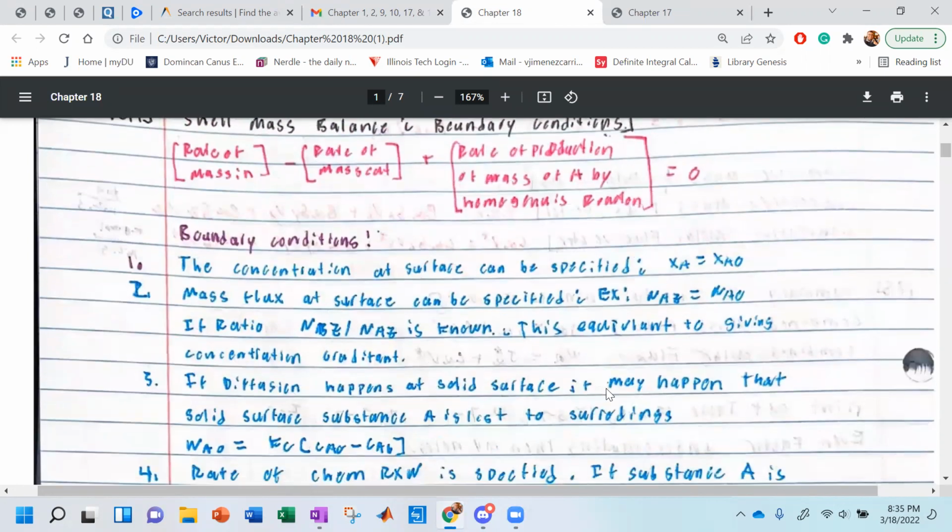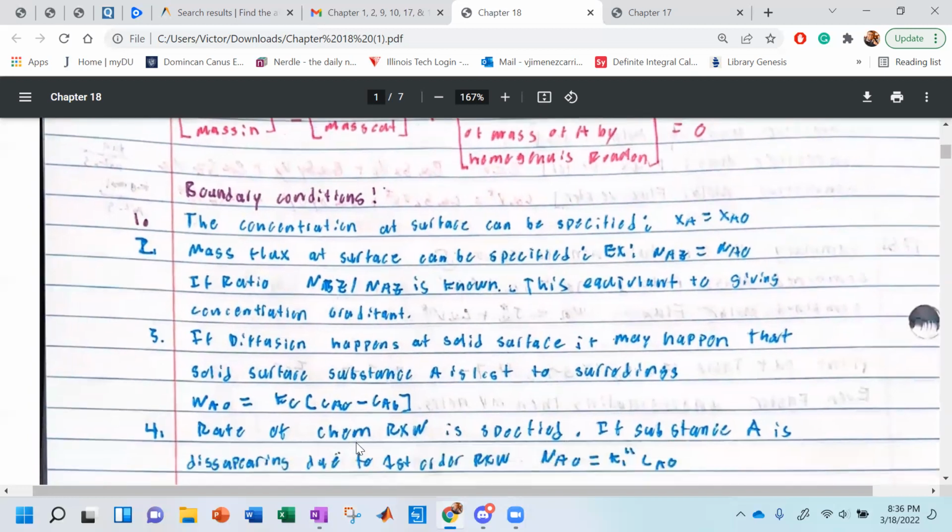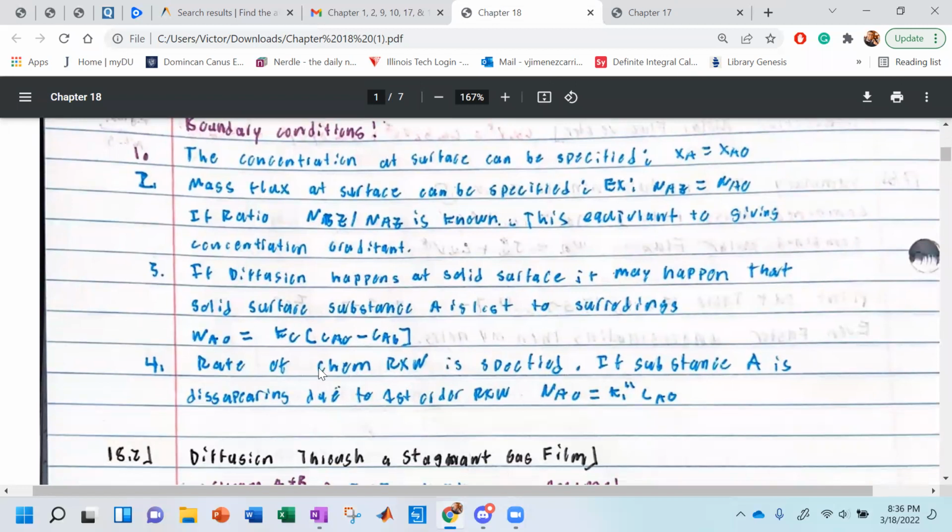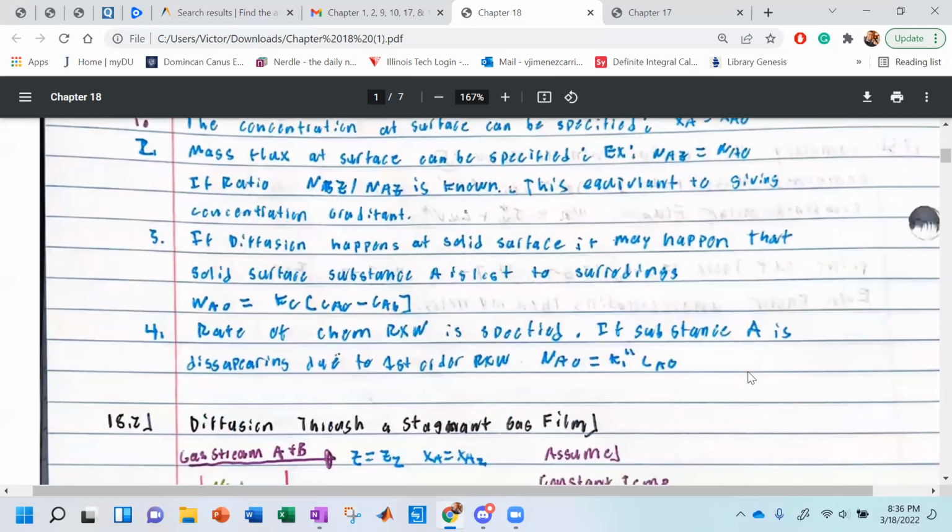Now, diffusion can happen at a solid surface, where substance A is being lost to the surroundings. In a similar sense, it's the same thing as Q equals H times delta T. You can model that using NA0 equals Kc times the difference in concentrations. It's the same idea. For the case where the rate of chemical reaction is specified, if substance A is disappearing due to a first order reaction, you can always model that first order reaction as K1 double prime times CA, which will come into play pretty soon. Okay.